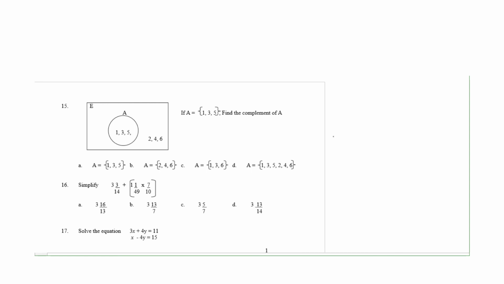Okay. If A is that, find the complement of A. The complement of set A. So this is set A. So for number 15, the complement of set A would be 2, 4, and 6. Complement is what is not in A. It can also be written as A prime. That's how it's normally written.